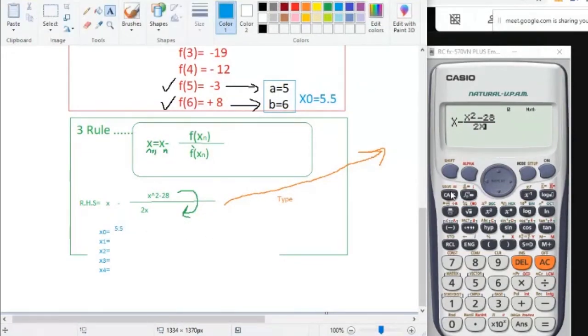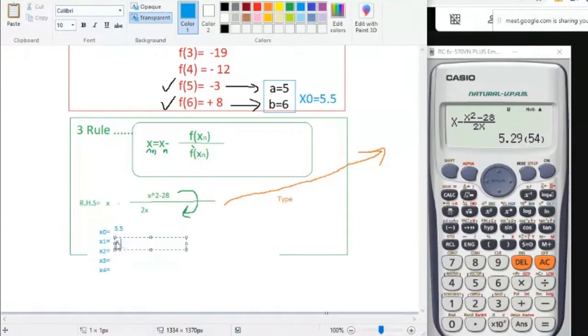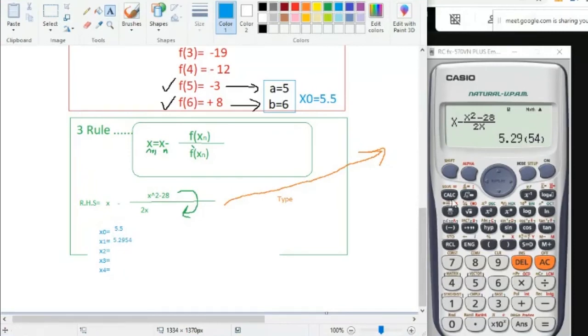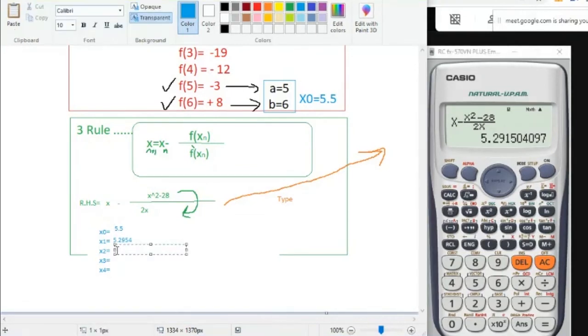Then I'll go to the calculator and I will put 5.5 and press equal, and I will copy the answer from the calculator directly. The answer from the calculator will become how much? From my calculator here, 5.2954. Okay, this is the answer of the x1. Press calc, then answer, then equal, and it will give you the second one, which is 5.2915.